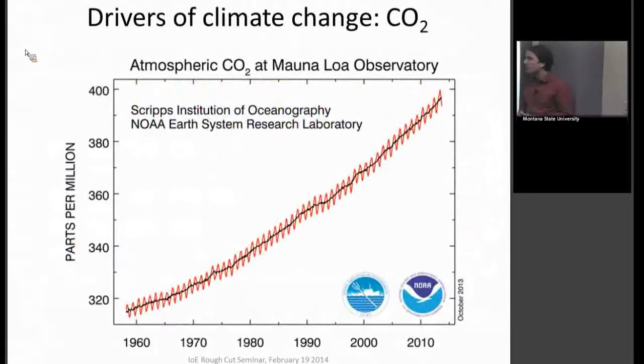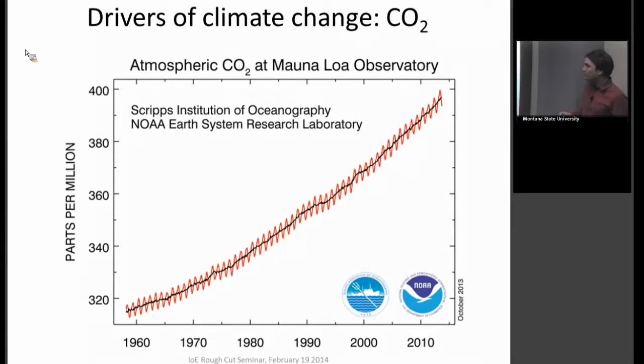The drivers of climate change then are changes in greenhouse gas concentrations in the atmosphere, and we have quite robust data showing changes in atmospheric CO2 concentrations. This is the famous record at the Mauna Loa Observatory showing annual CO2 concentrations in black, and then the monthly CO2 concentrations in red. And in 2013, for the first time on record, we exceeded 400 ppm in CO2 concentrations at Mauna Loa.